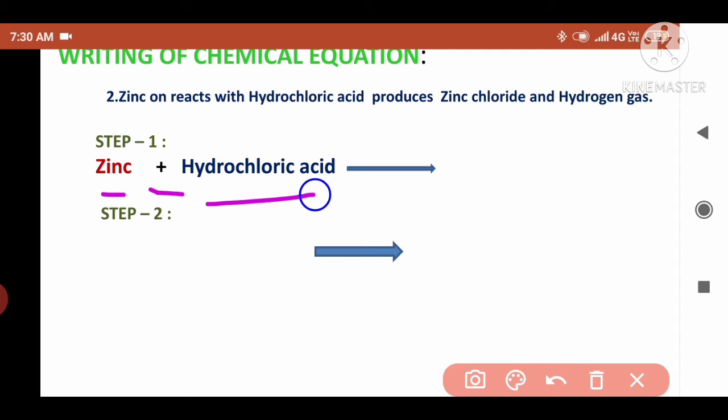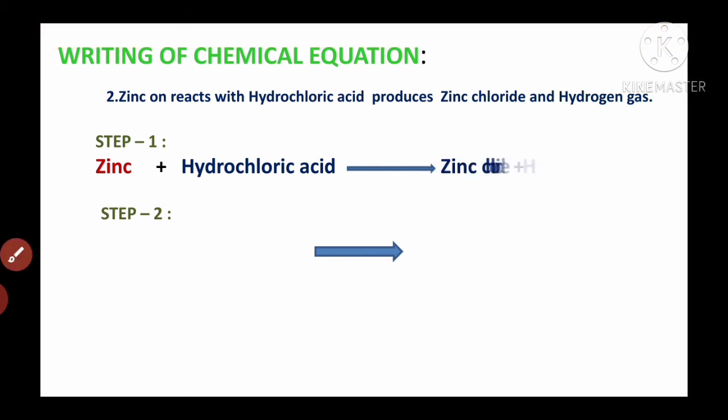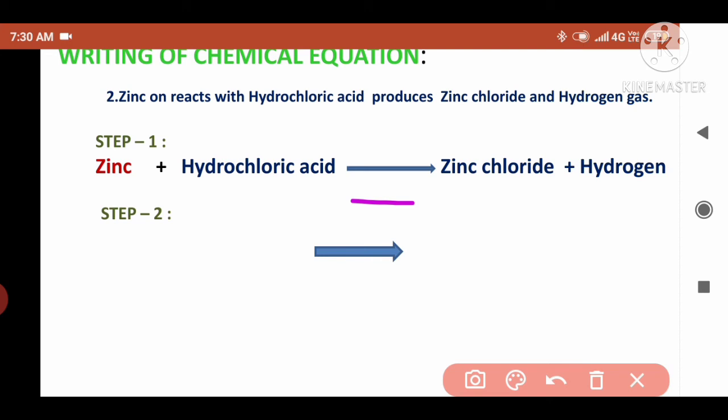Next, the products. What are the products here? Zinc chloride and hydrogen gas. They are represented towards the right hand side of the arrow. Now this is the arrow, this is the right side, this is the left side. On the right side we write the products, and on the left side we write the reactants. Now this is the representation of the chemical equation in words. So the first step, representation of the chemical equation in words, is over.